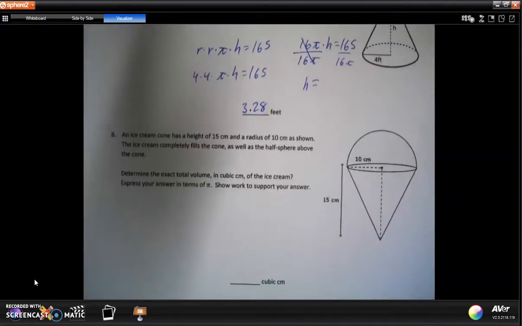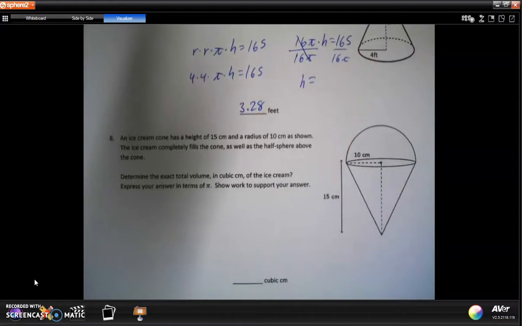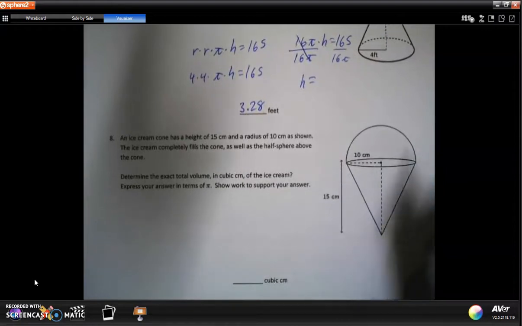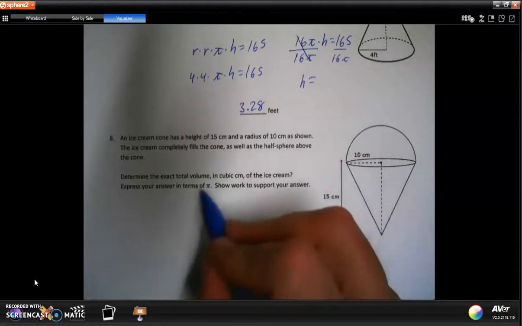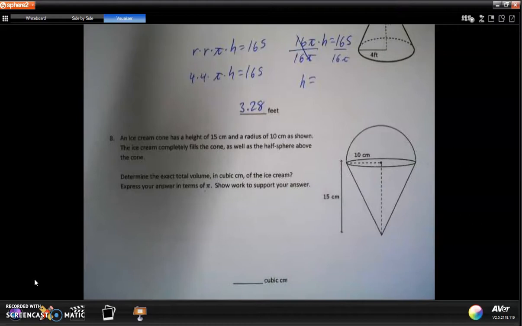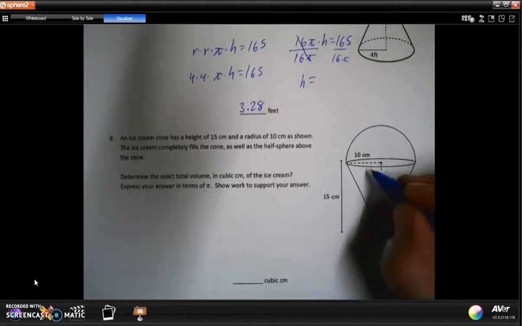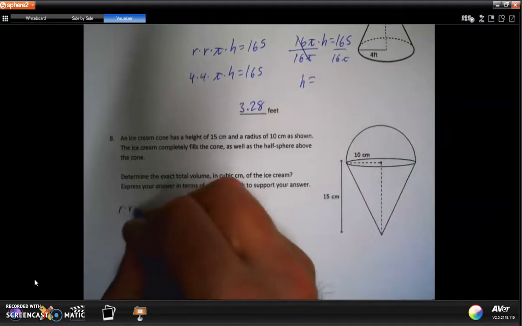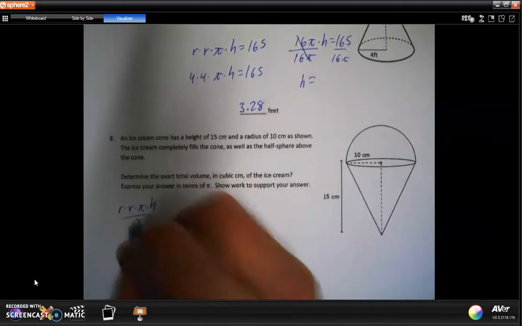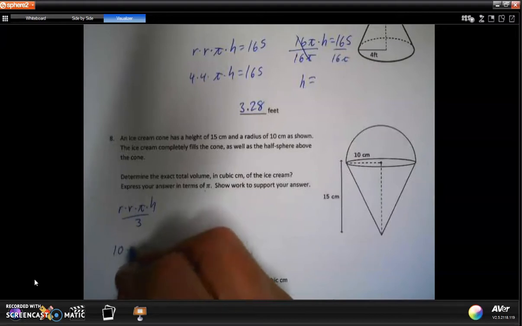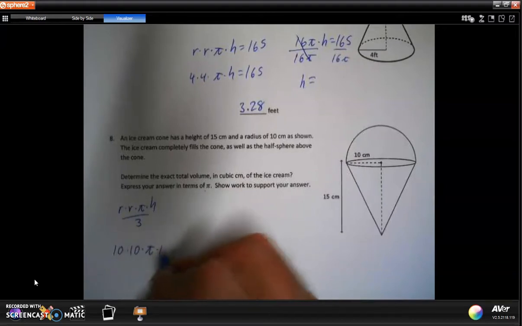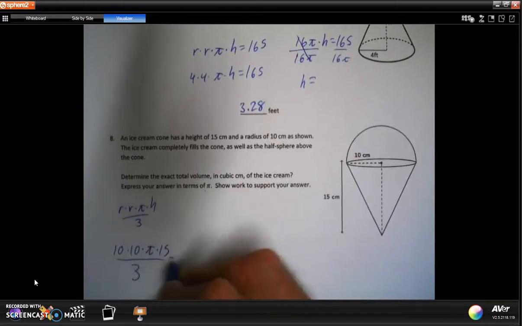An ice cream cone has a height of 15 centimeters and a radius of 10 centimeters. As shown, the ice cream completely fills the cone as well as the half sphere above the cone. Determine the exact volume in terms of pi. So what is the volume? Well, let's do the cone first. The radius is 10, so it's radius times radius times pi times height divided by 3. 10 times 10 times pi times 15 divided by 3.